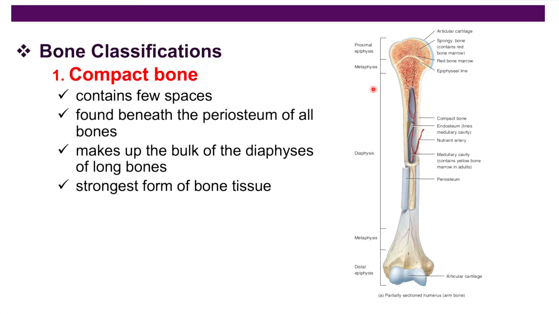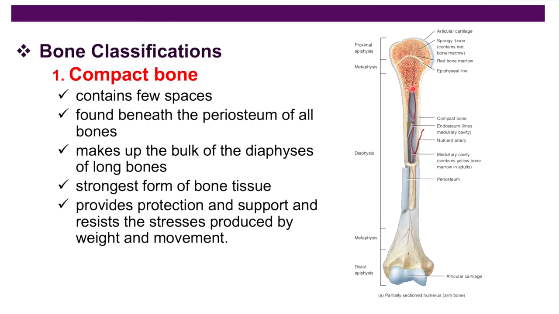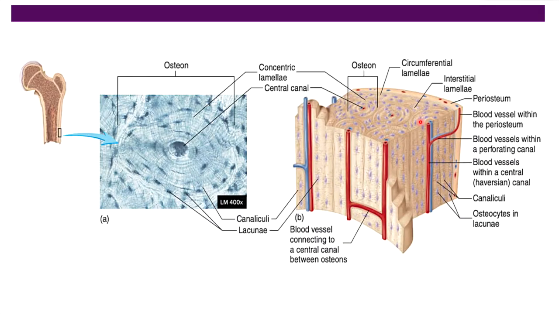Because the compact bone is dense, it is also the strongest form of bone tissue. Its arrangement along the diaphysis and outside the spongy bone is necessary in providing protection and in resisting stresses produced by weight and movement. As a result, the shaft of a long bone resists bending or fracturing even when considerable force is applied. This picture shows the details of a compact bone.